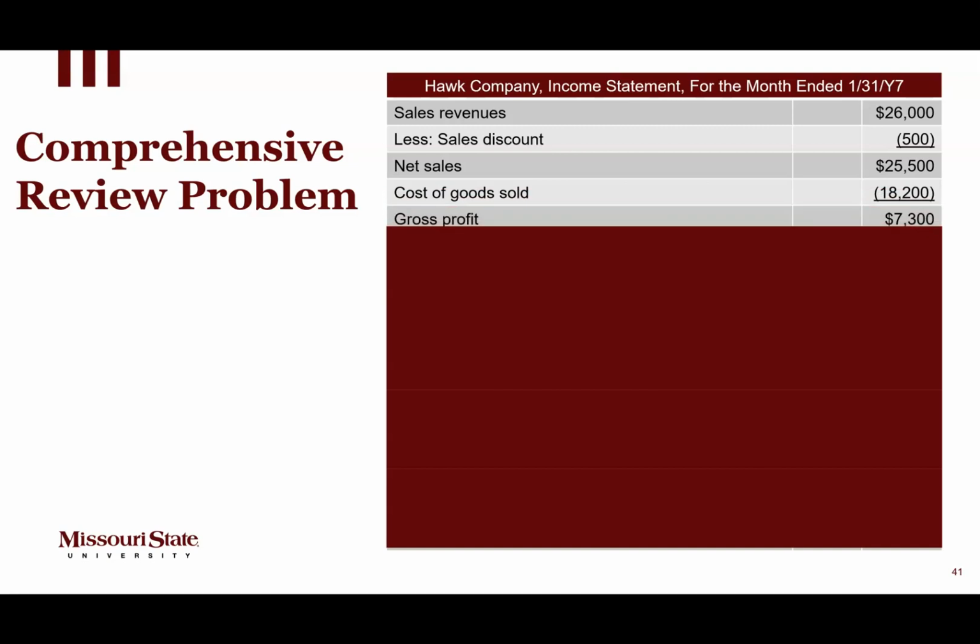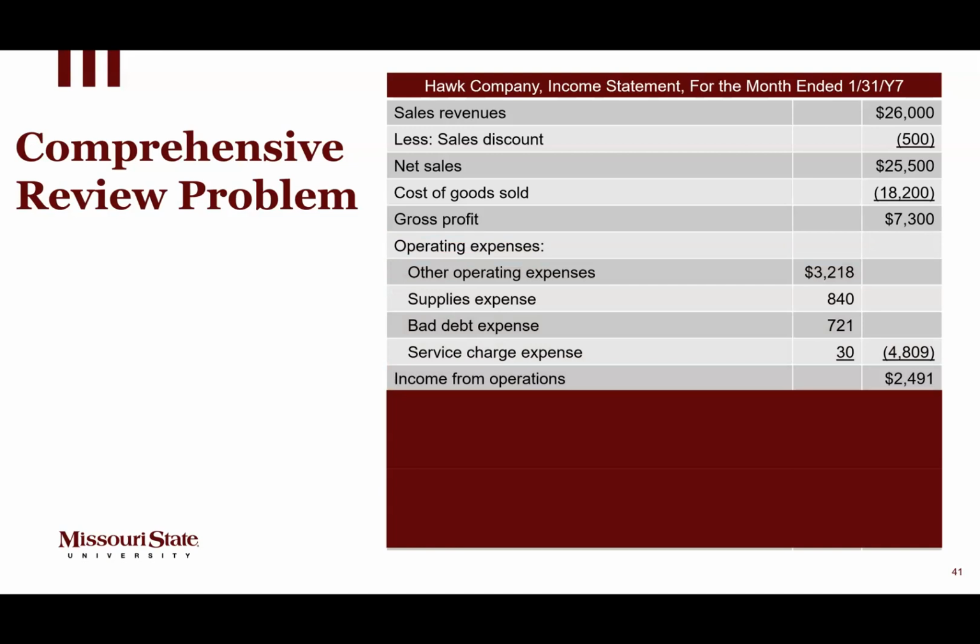So we're going to take the cost of goods sold from our net sales. How do we get net sales? Well, that was our total sales revenue less any discounts that we applied. Okay, so that was that $500 when they paid us on time, right? It gives us net sales of $25,500. We reduce that by our cost of goods sold, which is $18,200, and it gives us a gross profit of $7,300. Okay, then we're going to calculate all of our operating expenses. Then we're going to reduce that gross profit by our total operating expenses, that negative $4,809. Okay, that gives us income from operations of $2,491.